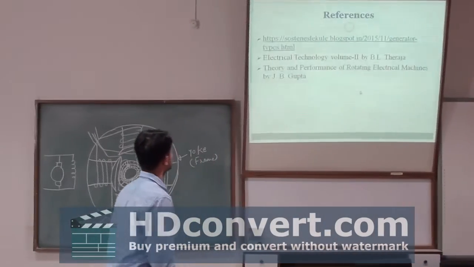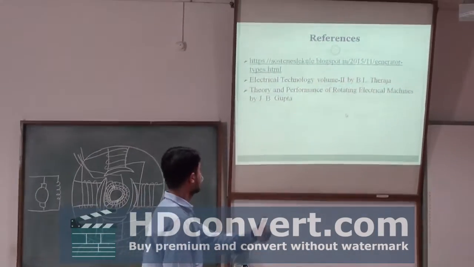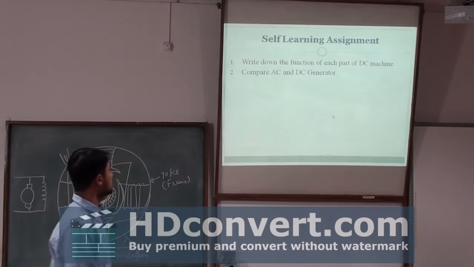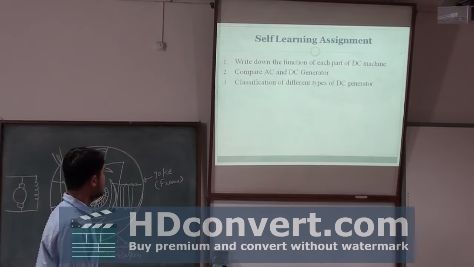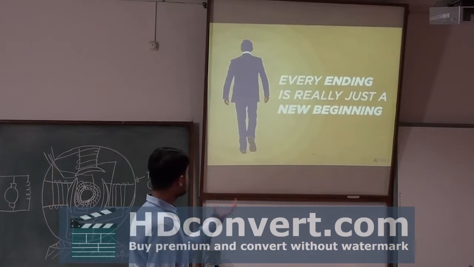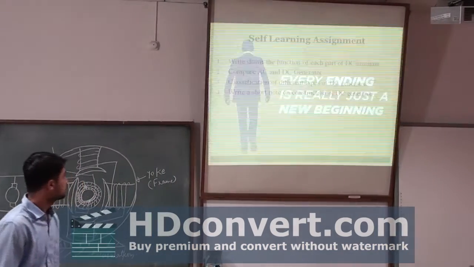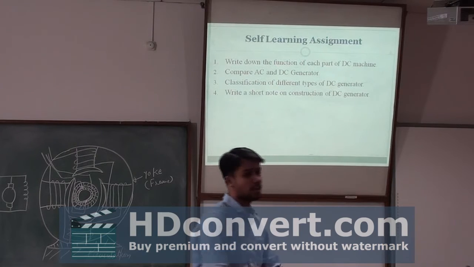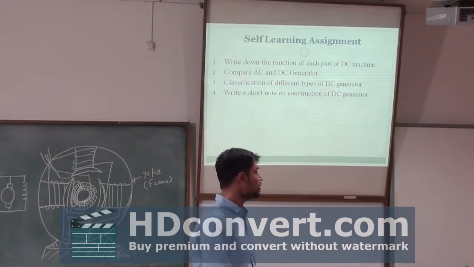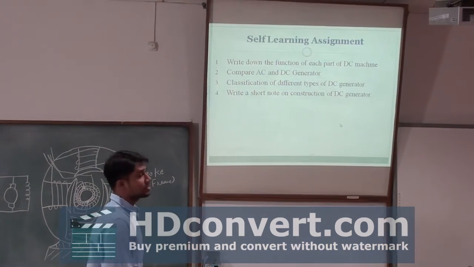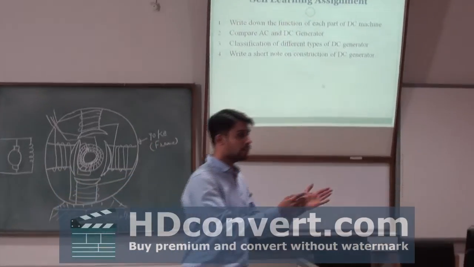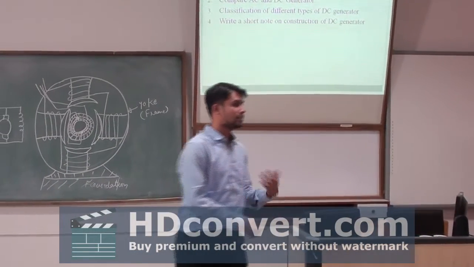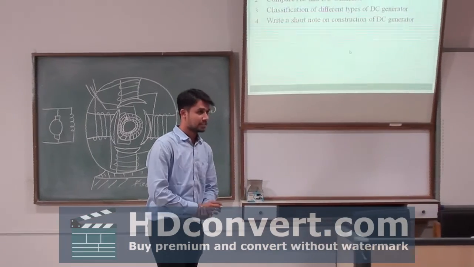These are the references. Next, self-learning assignments. You can write down the function of each part of a DC machine. We can compare AC machine and DC machine. Classification of different types of DC generator, which we are going to cover in the very next lecture. And a short note on the construction of DC generator, a kind of descriptive question which we are going to ask in the examination for 5 to 7 marks.